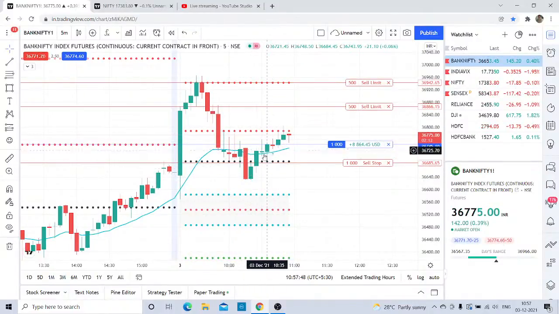But the trade which we have taken, it's a high probability trade. But the probability, as I said, high probability doesn't mean it's 100%. It's a 60 to 70% probability trade. I'm in $4,000 profit.